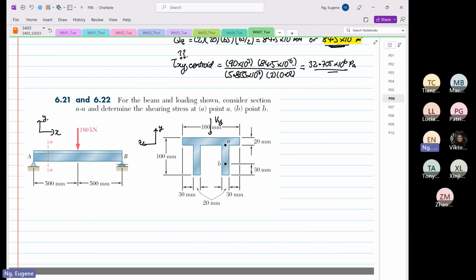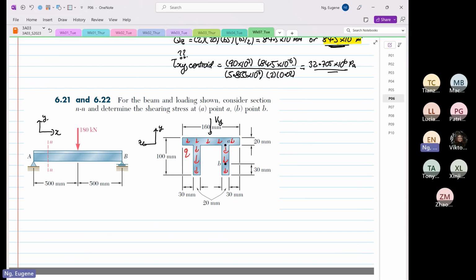And this is how the q will flow. So this is how your shear flow will flow. What I'm drawing now, all these arrows are your q. All these arrows that you see are your q, your shear flow.